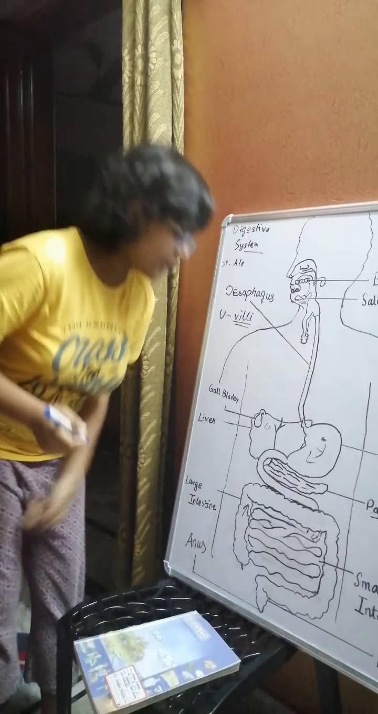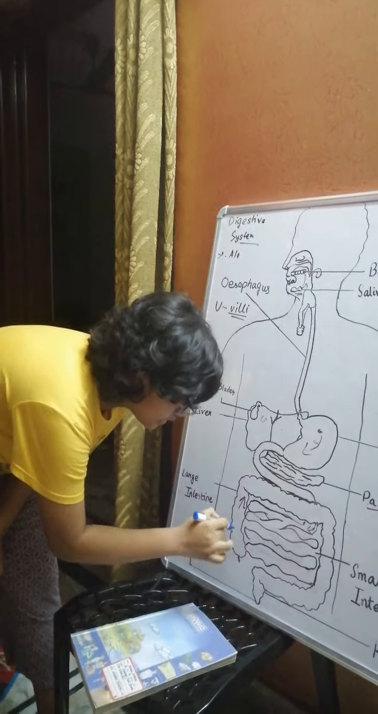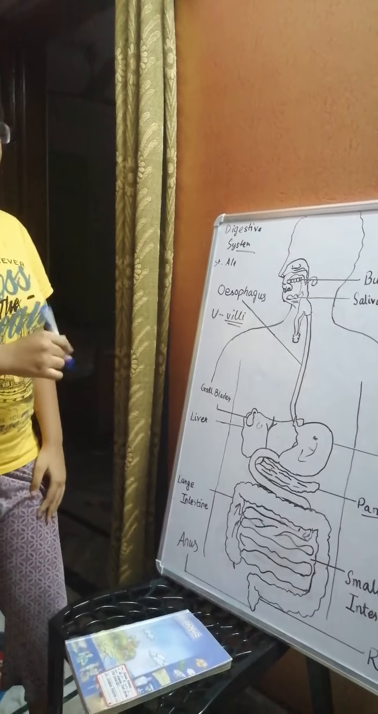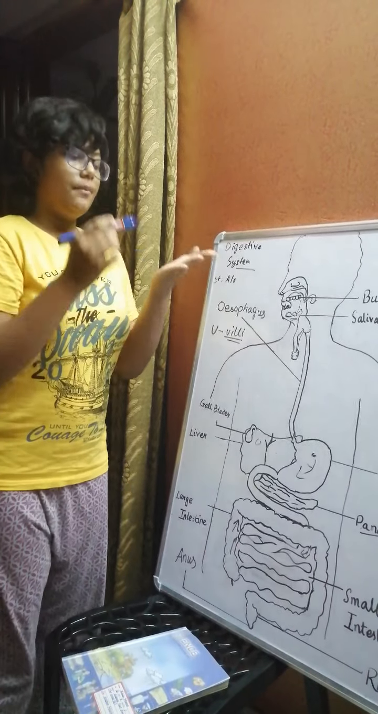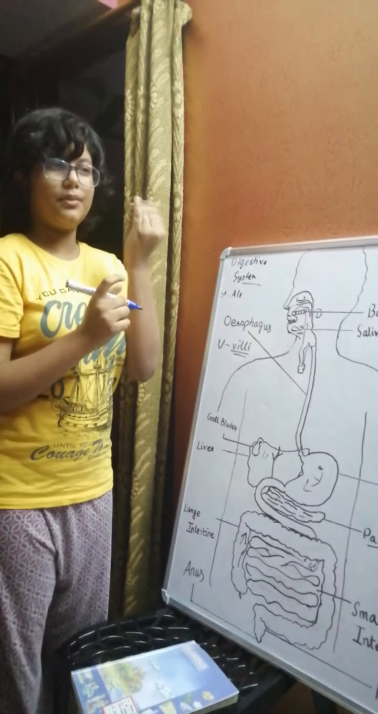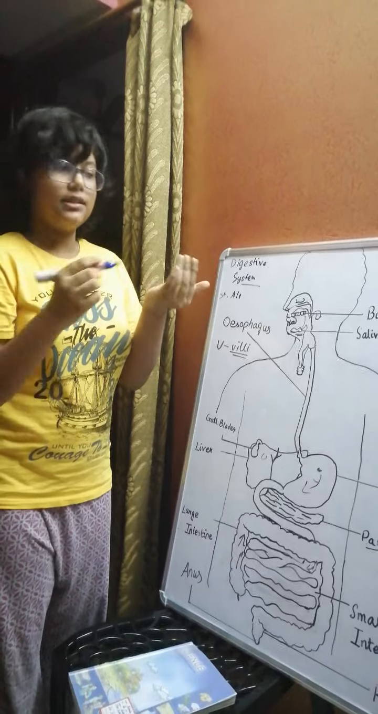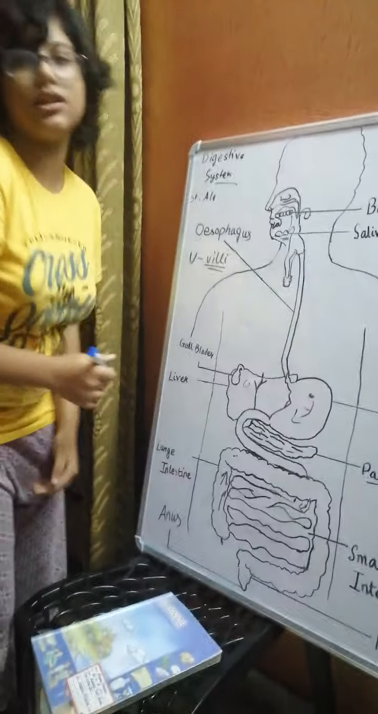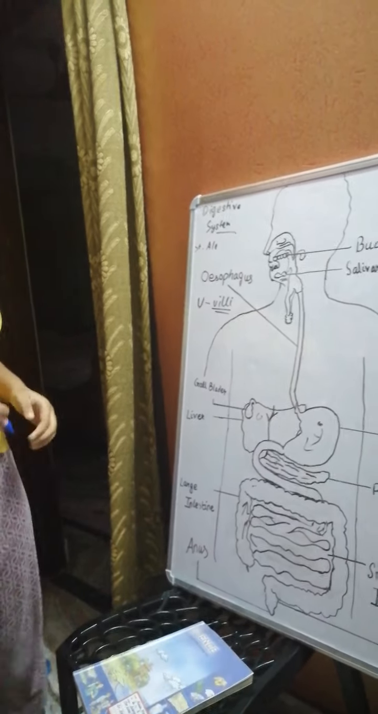So let's move to our main topic. After the absorption, it comes to the large intestine. This is the process of digestion. In the large intestine, some salts and some water remain. Water is mainly absorbed in the large intestine.